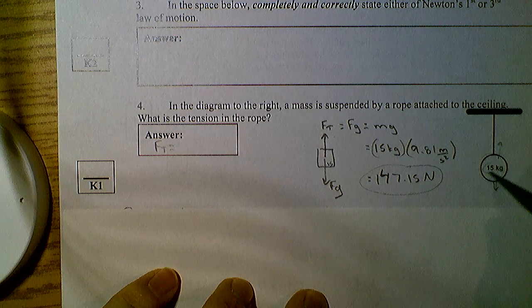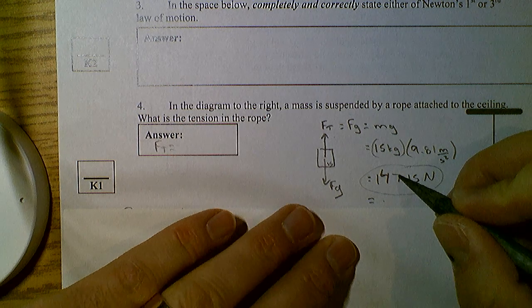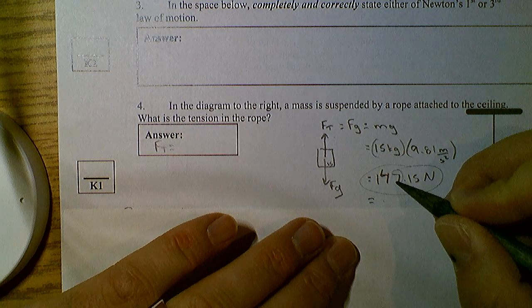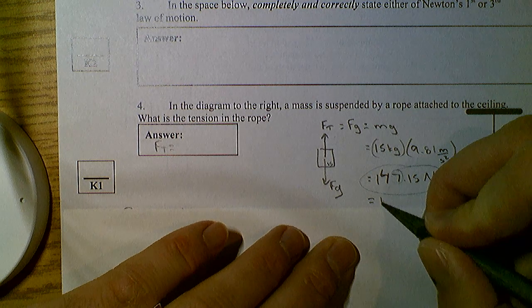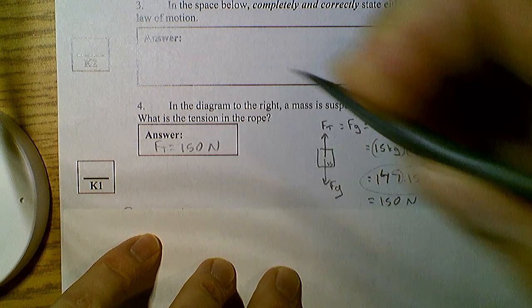Now we're given two significant digits in the question, so we have to reduce this to two significant digits, which means we've got to take that 7 and round it. That's going to round things up, so it's going to be 150 newtons. So our answer, 150 newtons.